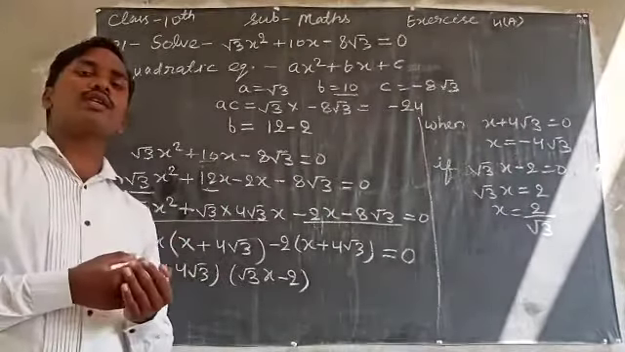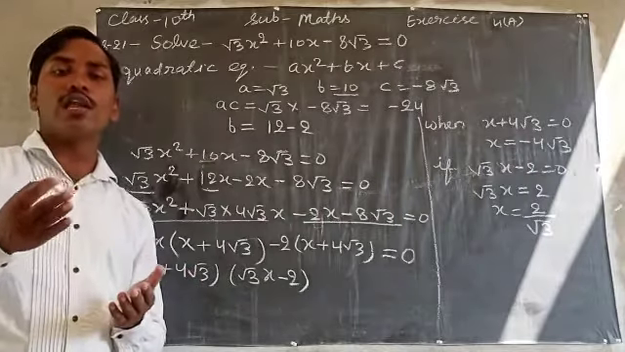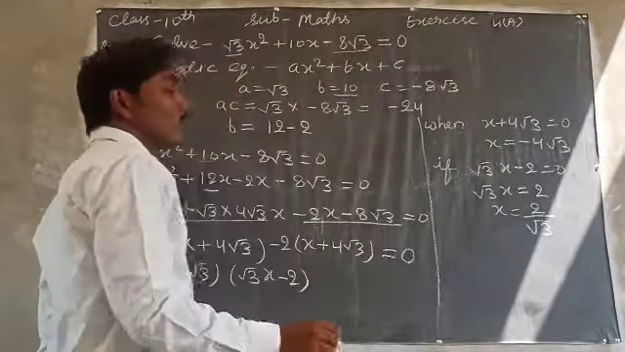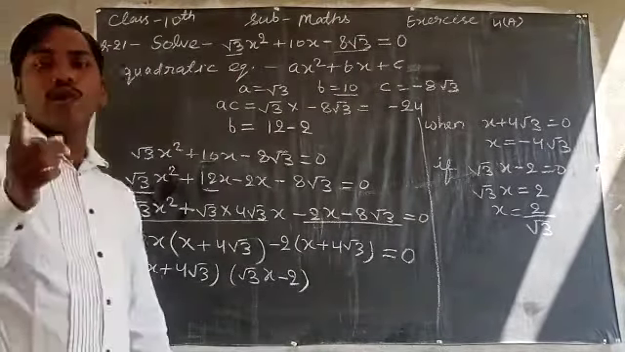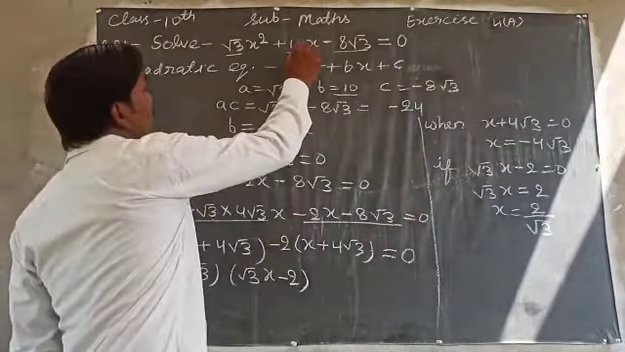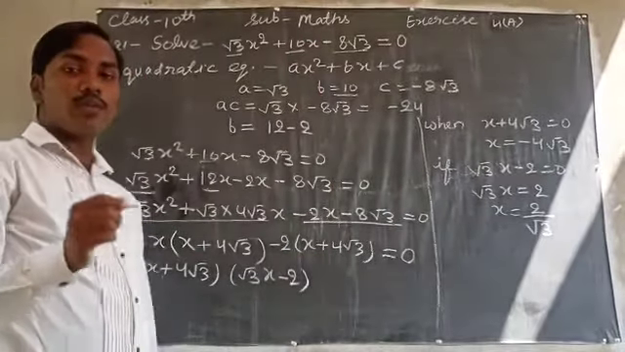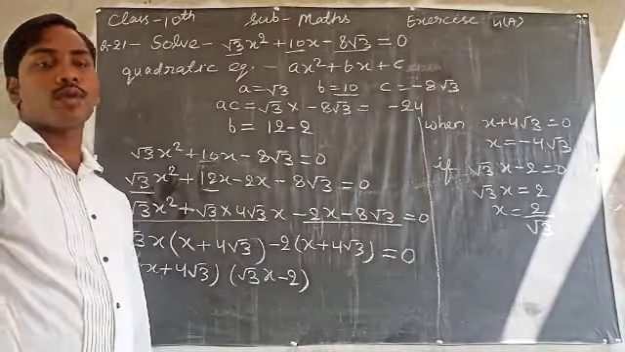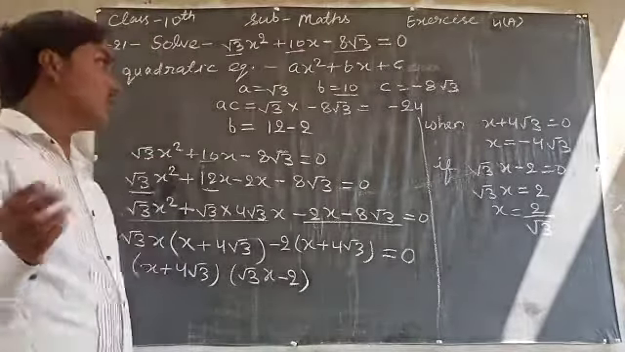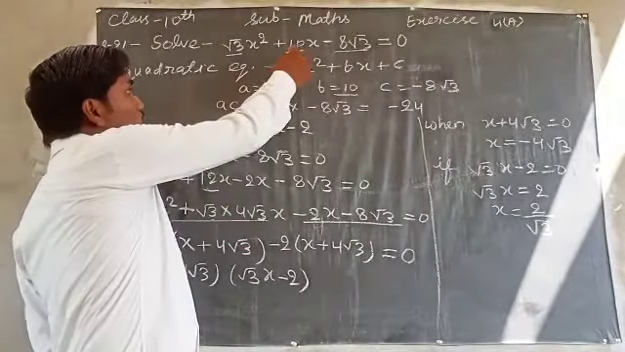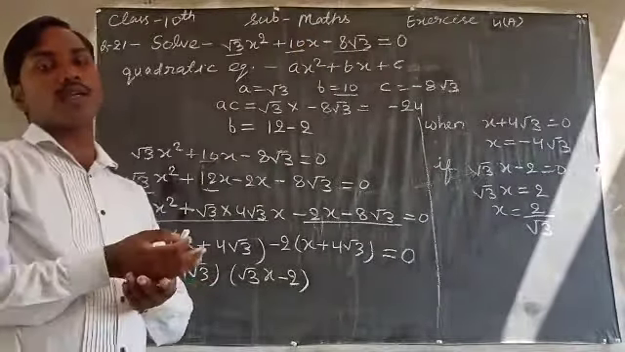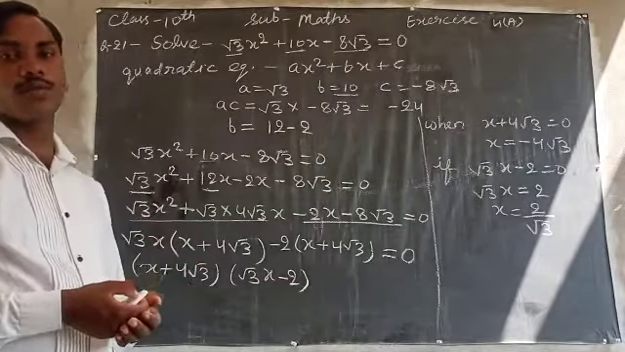For solving any quadratic equation, first of all, you will have to multiply AC, this coefficient and this constant term, and after that you will have to split the coefficient of x, means B, in two such parts that the product should be equal to AC, but the sum should be equal to B. So in this way you can split B into two parts, and after that, taking the common factor, we will get the solution. That's all.